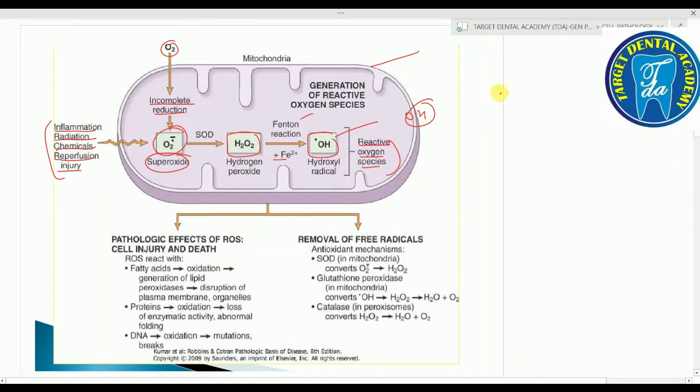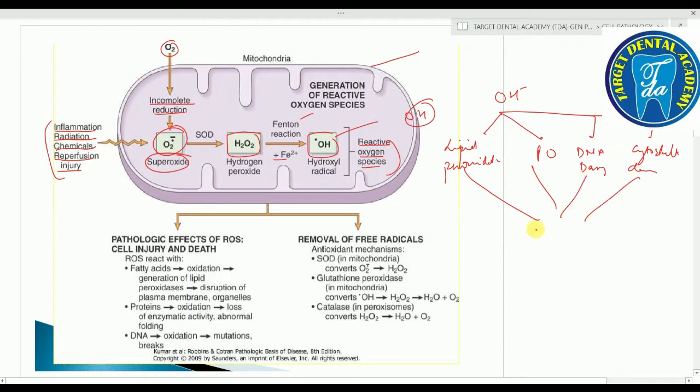Fine. So the hydroxyl radical leads to the important lipid peroxidation. It leads to protein oxidation. It leads to DNA damage, and it leads to cytoskeletal damage, and all these lead to cell death.